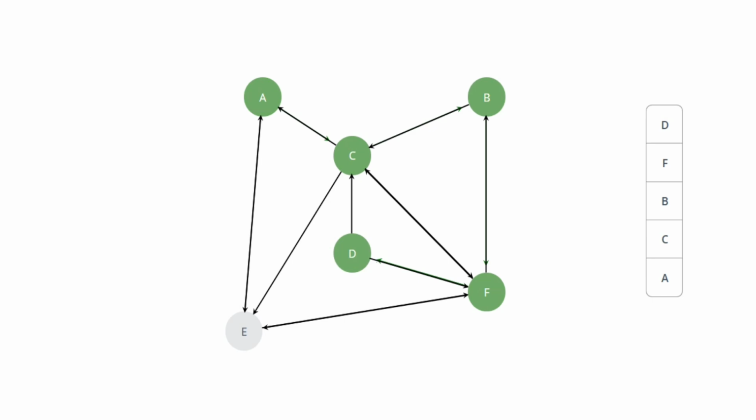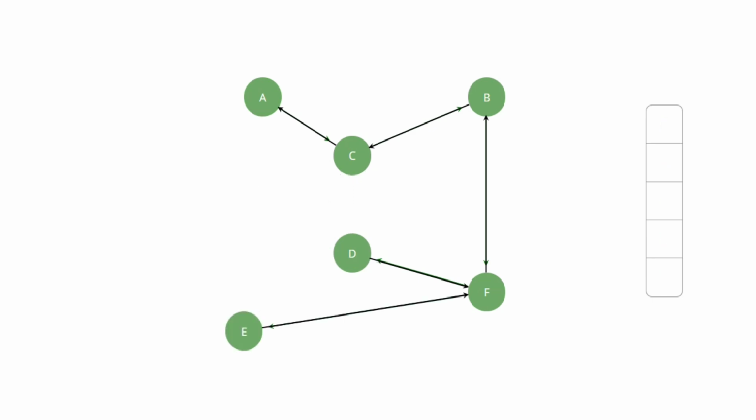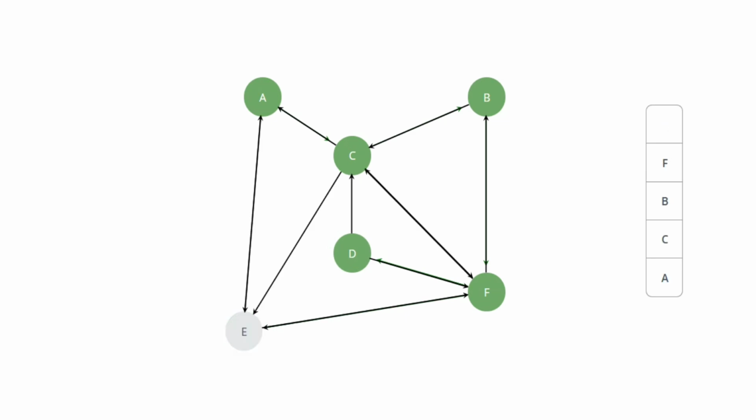So next we need to move on to the F. We need to pop F because all neighbors are already visited. Next we move on to pop B. All neighbors of B are visited, so we need to pop B.